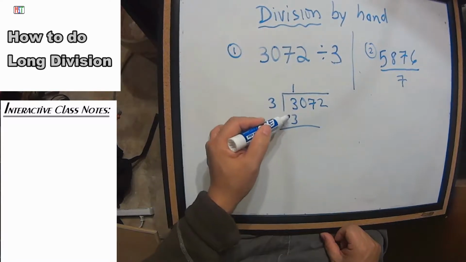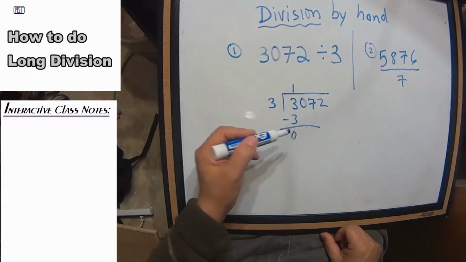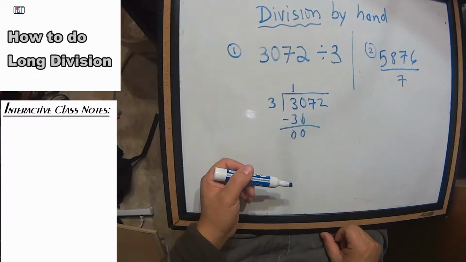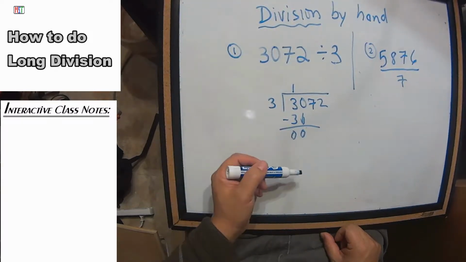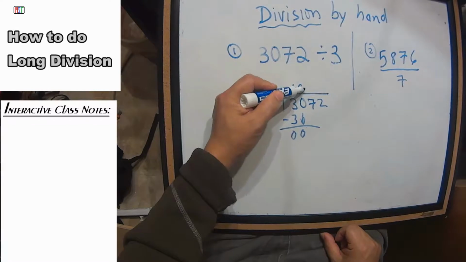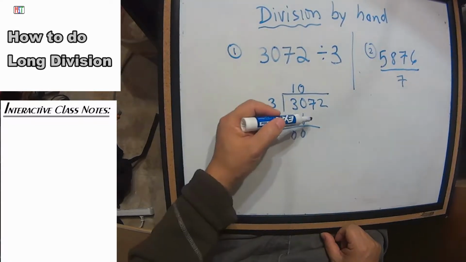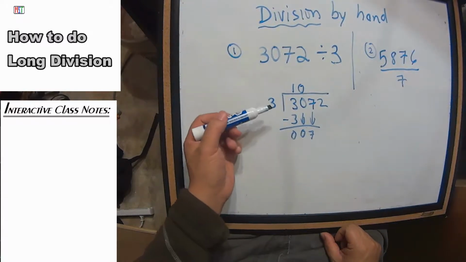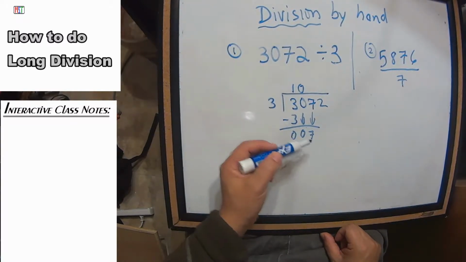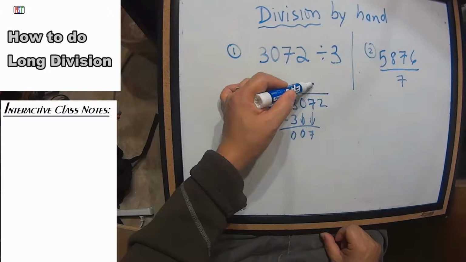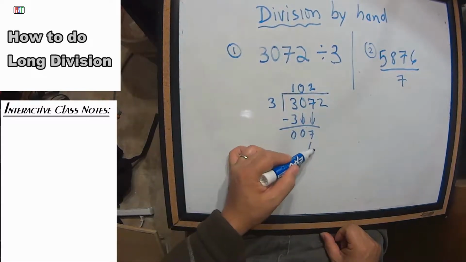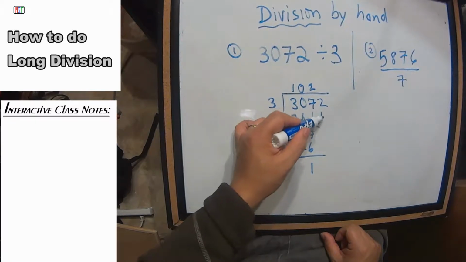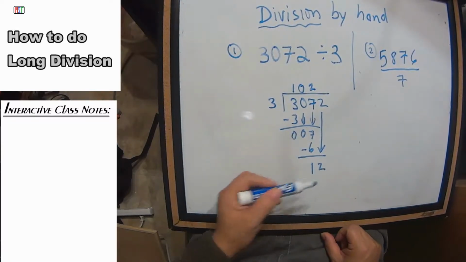Then you subtract the difference. 3 minus 3 gives you 0. Bring down the 0, the hundreds placeholder. Notice that 3 cannot go into 0, so you put a placeholder here. Then bring down the 7, which makes 7. Can 3 go into 7? Yes, how many times? Twice. So 2 times 3 gives you 6. So 7 minus 6 gives you 1. Then bring down the 2.